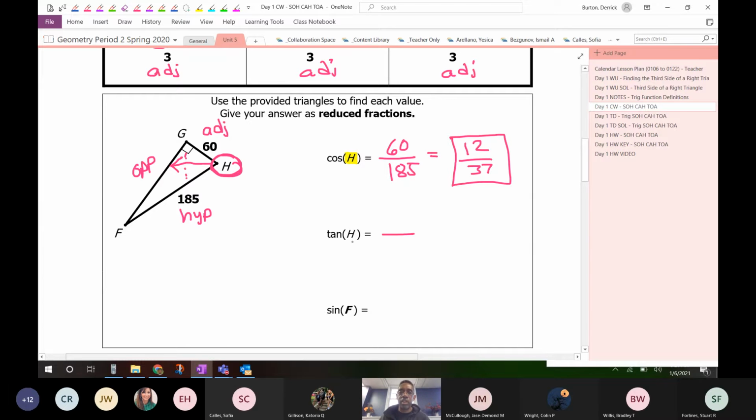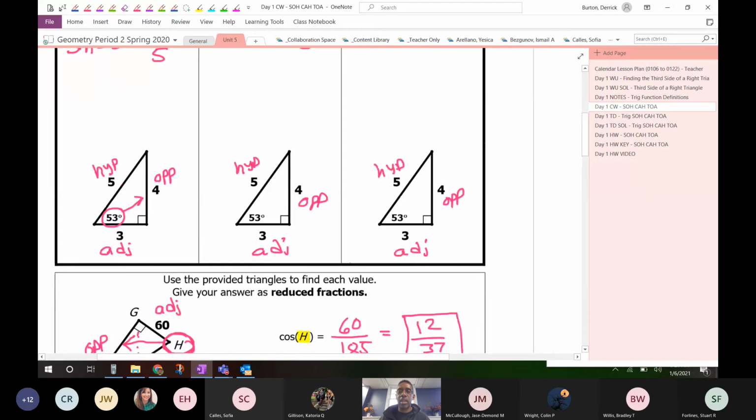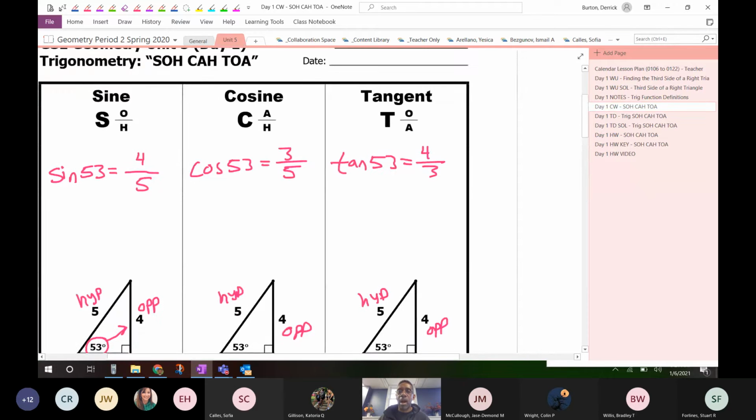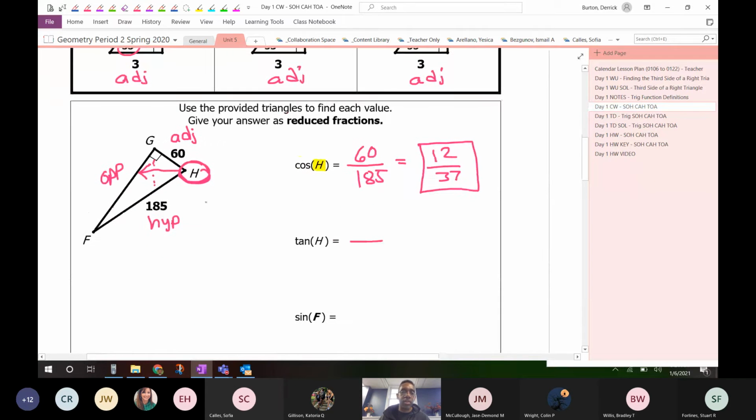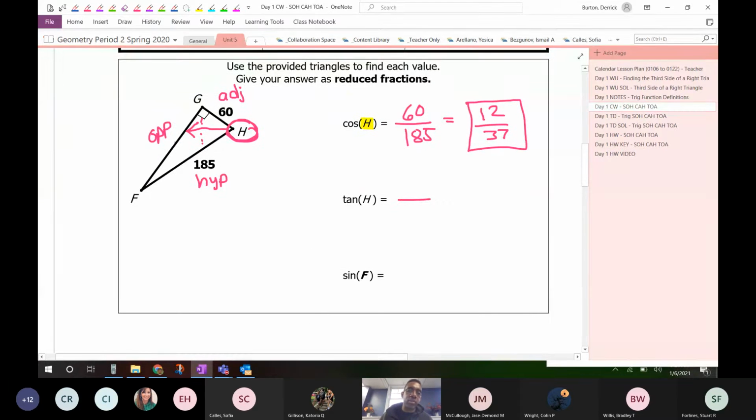The tangent of angle H. Well, that's the same angle as before, so we don't have to change the labeling system. But we learned that tangent is opposite over adjacent. So in this case, that will be, oh, you know what? We don't have the opposite side right now. There's no number there. There's an extra step that we're going to have to do to find that opposite side, and it's the Pythagorean theorem.